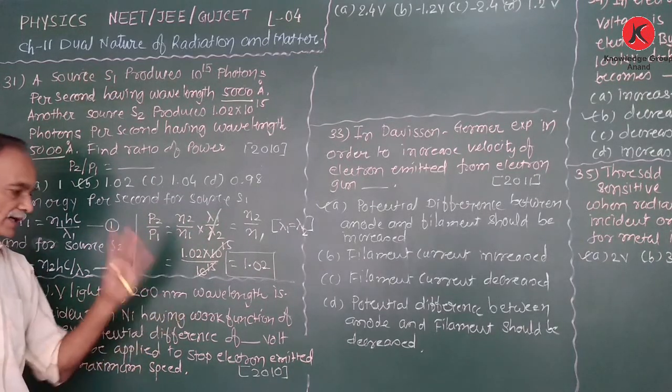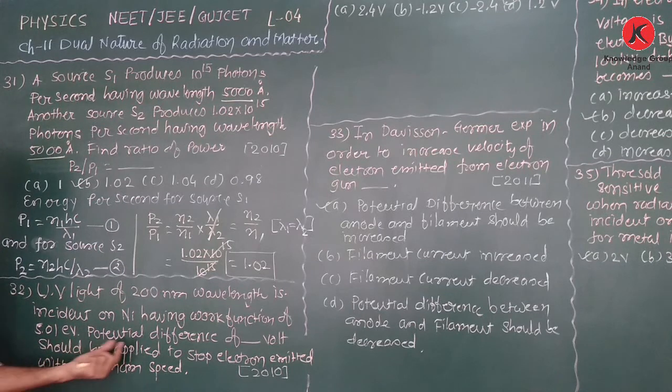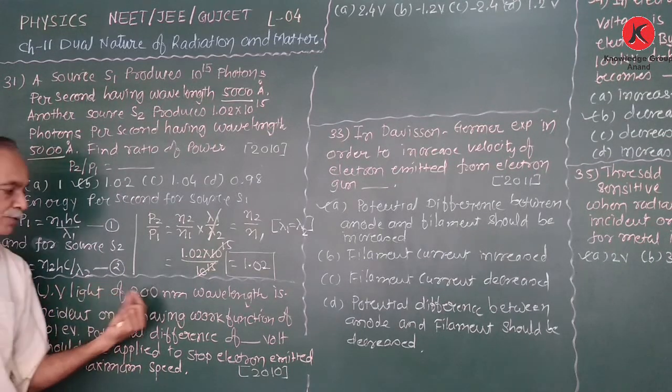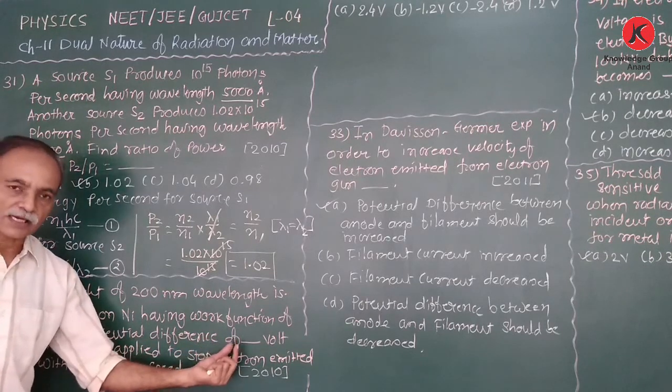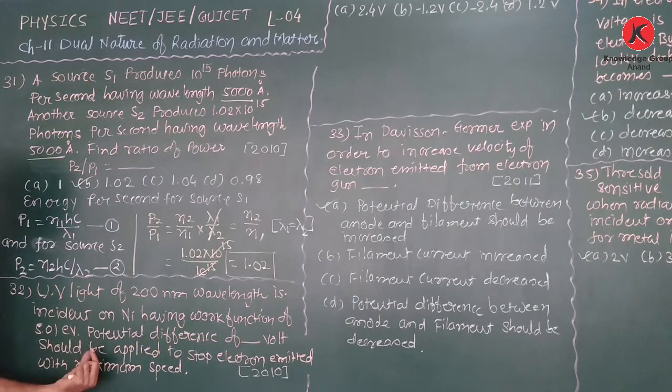Clear? Okay. After that, the next question also asked in 2010: ultraviolet light of 200 nanometer wavelength is incident on nickel having work function 5.01 electron volt. A potential difference of how many volts should be applied to stop the electron emitted with maximum speed?